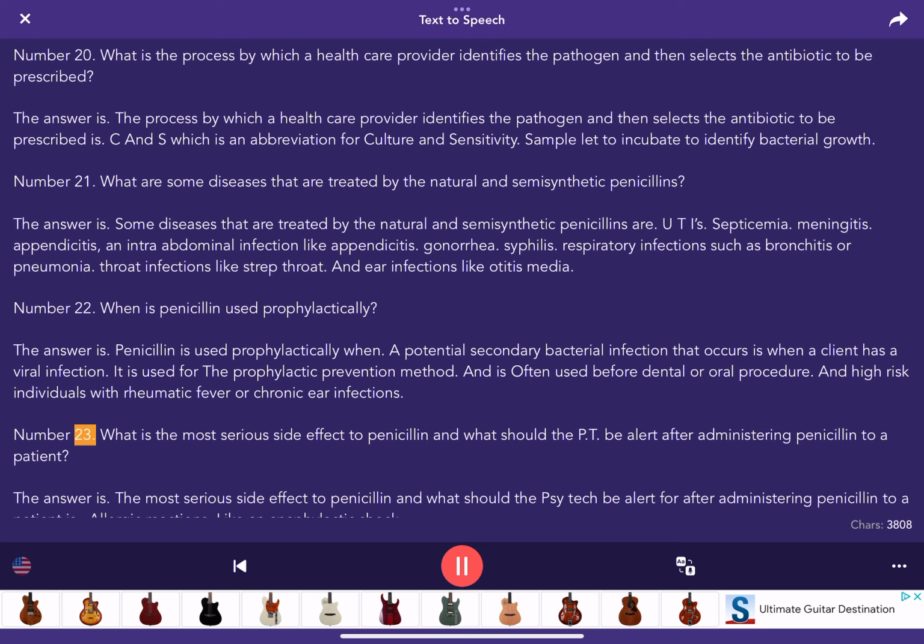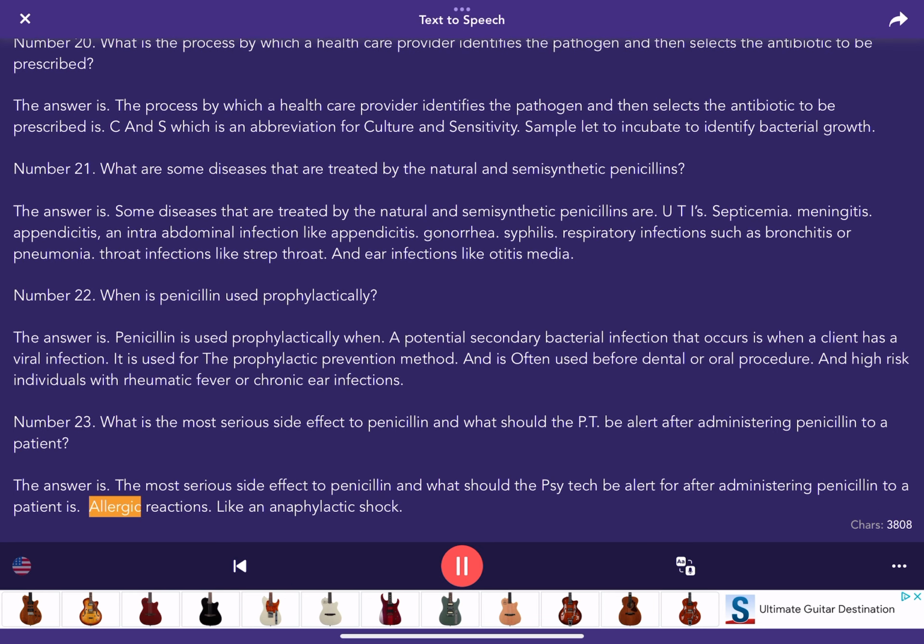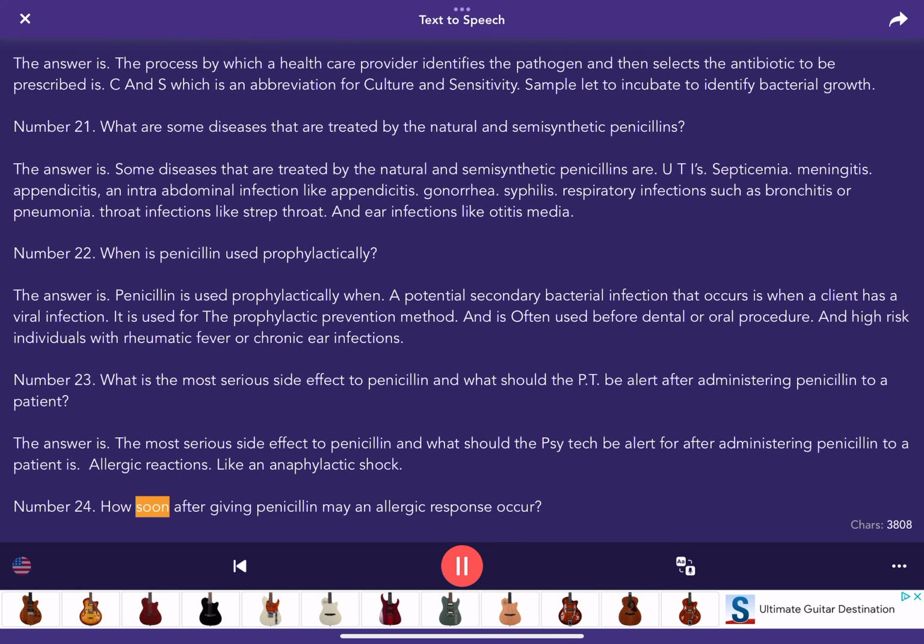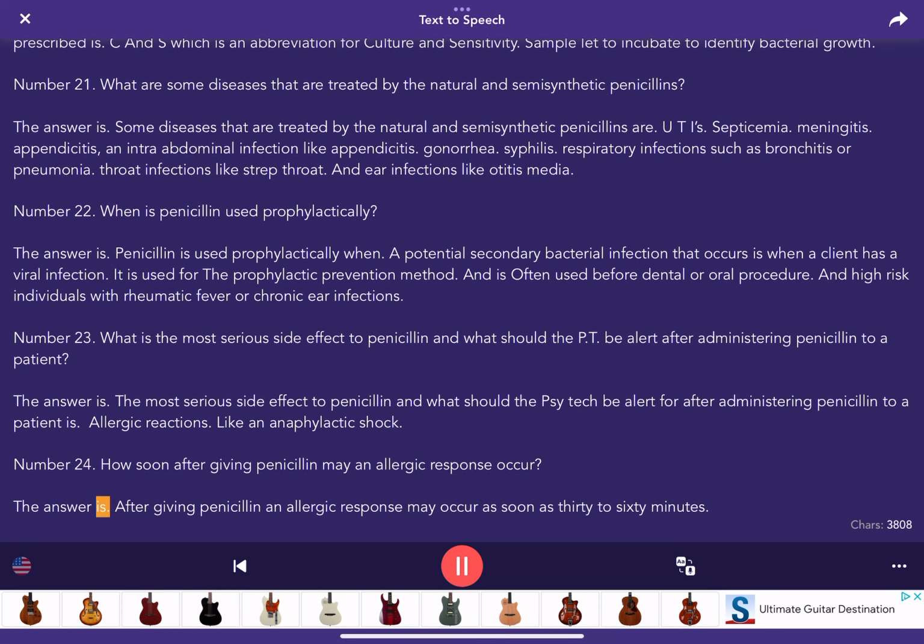Number 23. What is the most serious side effect to penicillin and what should the PT be alert for after administering penicillin to a patient? The answer is, the most serious side effect to penicillin and what the patient should be alert for after administering penicillin is allergic reactions, like anaphylactic shock. Number 24. How soon after giving penicillin may an allergic response occur? The answer is, an allergic response may occur as soon as 30 to 60 minutes.